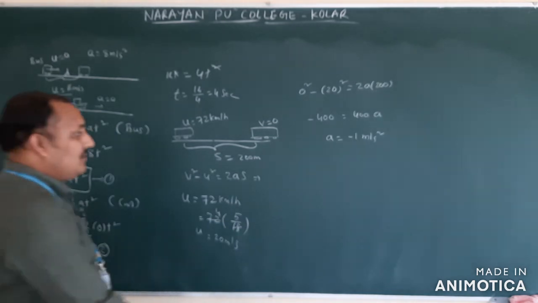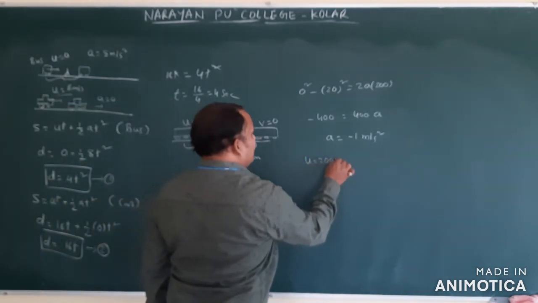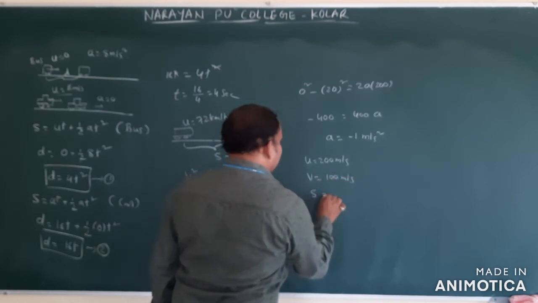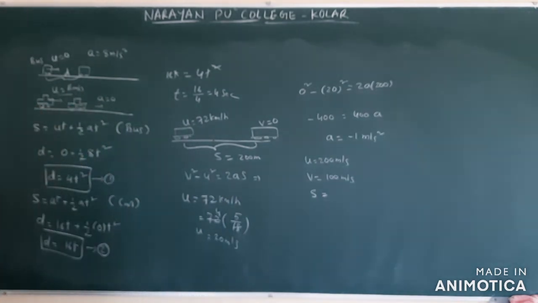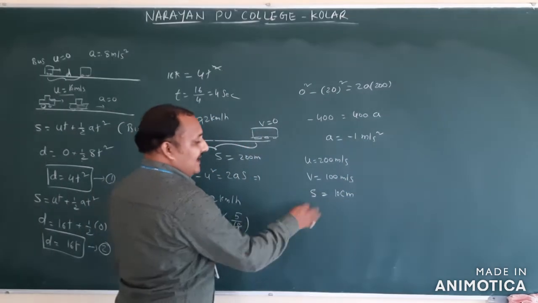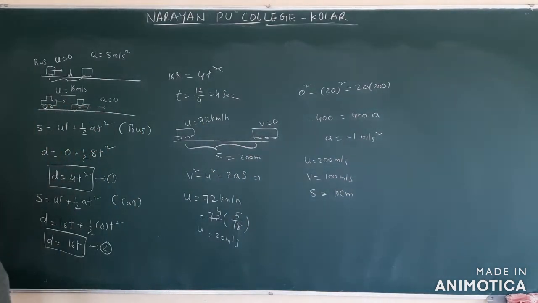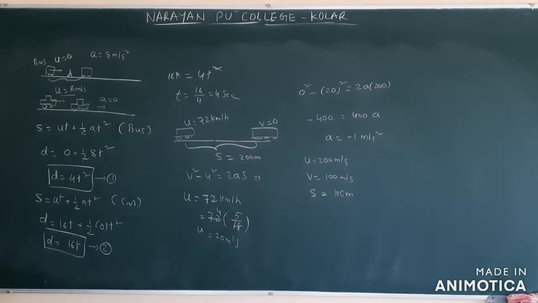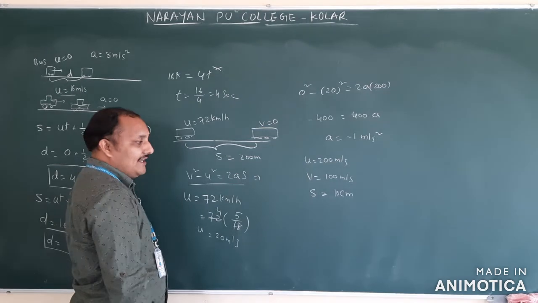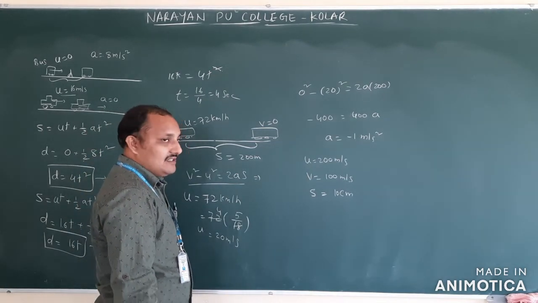What is the initial velocity now? u is equal to 200 meter per second. Final velocity is 100 meter per second. The thickness is nothing but displacement. How much did they give as thickness? 10 centimeters. They are asking for retardation. Retardation or deceleration, both are the same. Again, the same formula we are going to apply, because u, v, s we know, and we have to find deceleration or retardation. Negative acceleration is nothing but retardation.